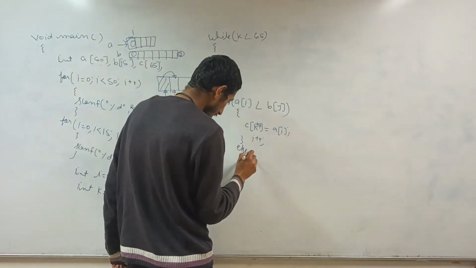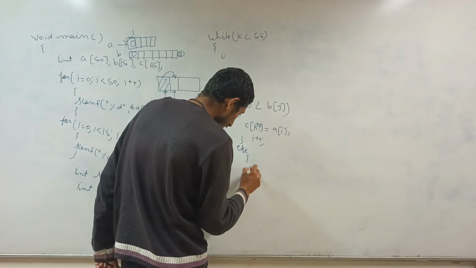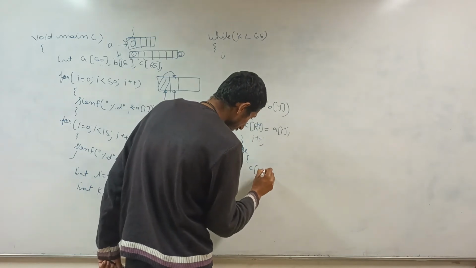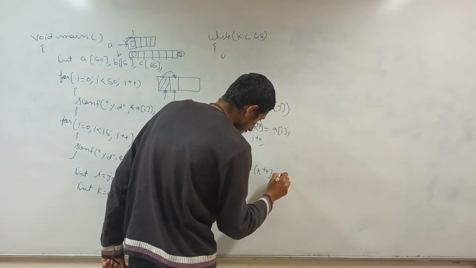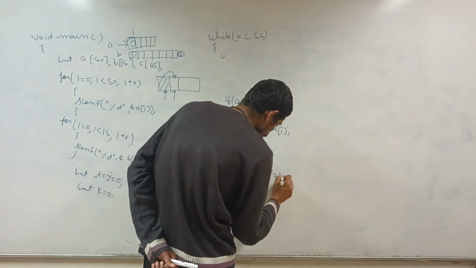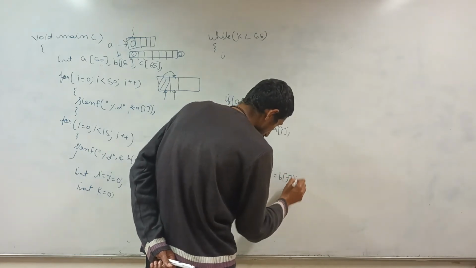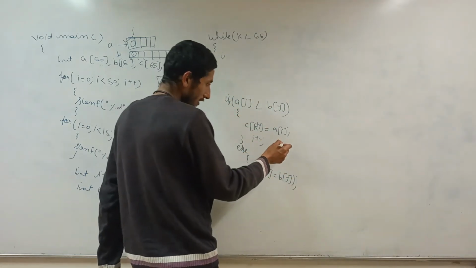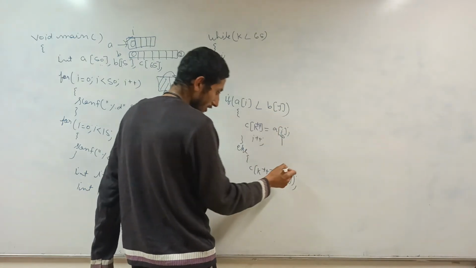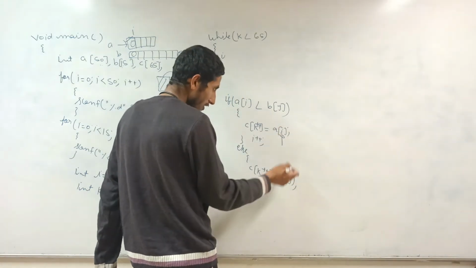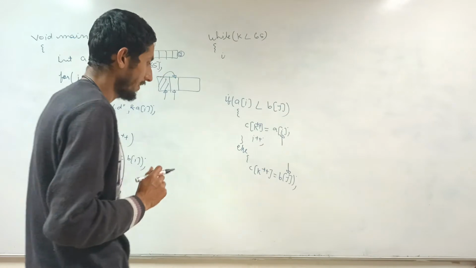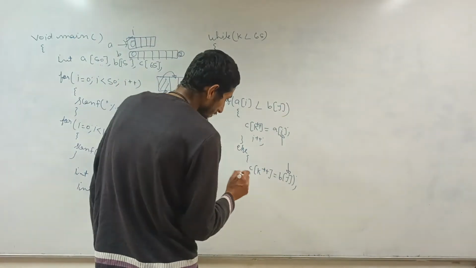Else, what I have to do? C of k plus plus equals B of j. So let me explain again. This is the counter for A array. This is the counter for array B, i and j. So you have to keep in mind.